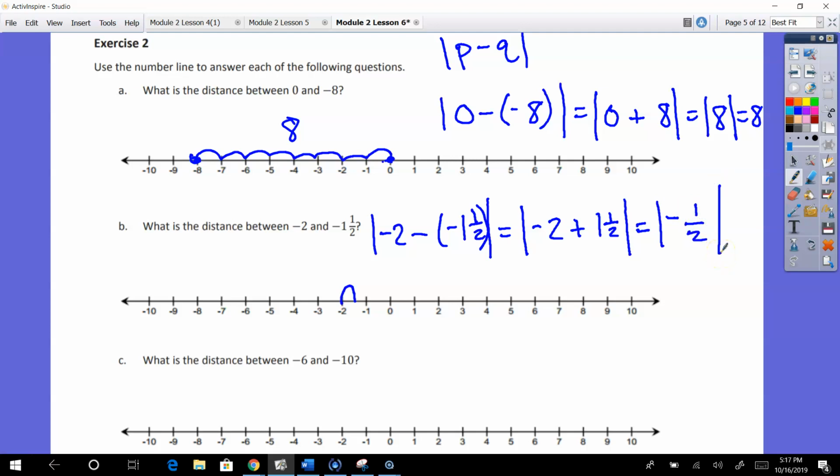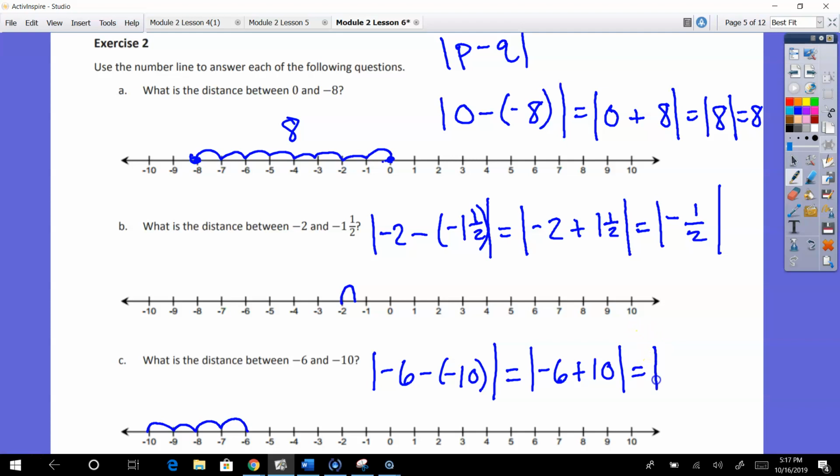Okay, and then what is the distance between negative 6 and 10? 1, 2, 3, 4. Prove it. Negative 6 minus 10 equals, so rewrite negative 6 plus a positive 10, so I'm just going to write 10, equals, signs are different, so we're subtracting. So 10 minus 6 gives me 4. And keep the sign of the greater absolute value, so it is a positive 4. There we go.